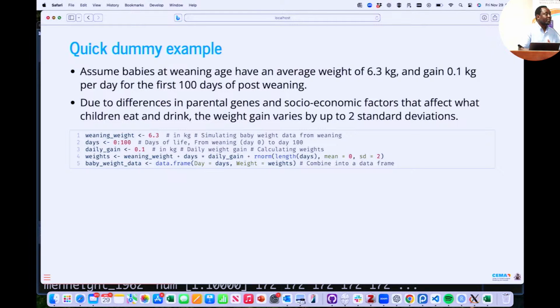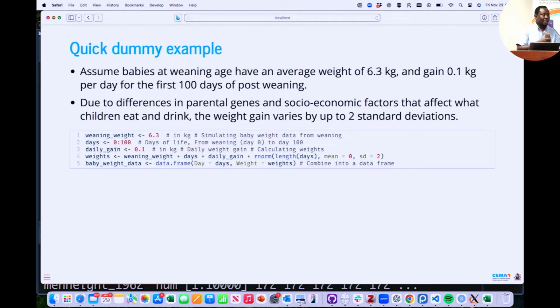Now, due to various factors, these factors could be the parental genes, it could be socioeconomic factors, what they get to eat at the dinner table, or the kind of housing environment they have got, the amount of disease that they get exposed to, could affect a lot of things, but one of which would be weight gain. So given the different factors that affect weight gain, we can assume that the growth of children in that first 100 days post-weaning differs. And that variation out of all those different factors, let's give it, say, 2 standard deviations. Okay?